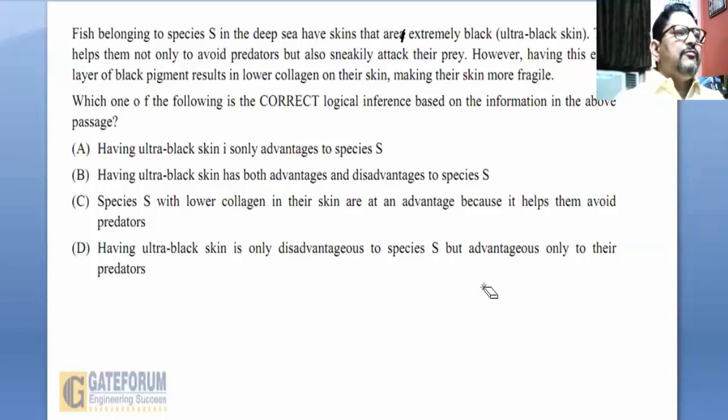This helps them not only to avoid predators. Predators means fish or whatever aquatic animals that prey on them, that hunt and kill them, but also sneakily attack their prey. This species S can sneakily, means silently, without giving the knowledge that it is attacking, attack their prey. However, having this extra layer of black pigment, meaning coloring matter, results in lower collagen on their skin. Collagen is a natural ingredient, and the absence of collagen makes skin more fragile. Fragile means can easily break, can easily get damaged.